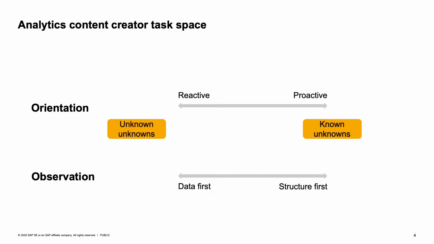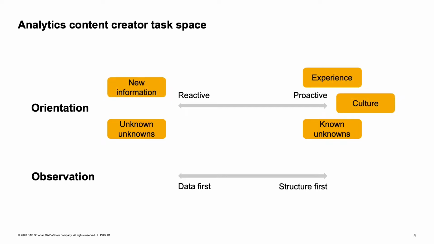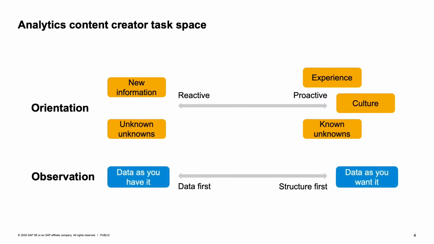And on the other end, you're dealing with unknown unknowns. So the questions that you need to ask that you didn't know you needed to ask until you got some new information. Whereas on the proactive end, you can bring your experience and your culture to bear. The other dimension or step in the OODA loop is really the observation dimension. And there you have data as you want it versus data as you have it.